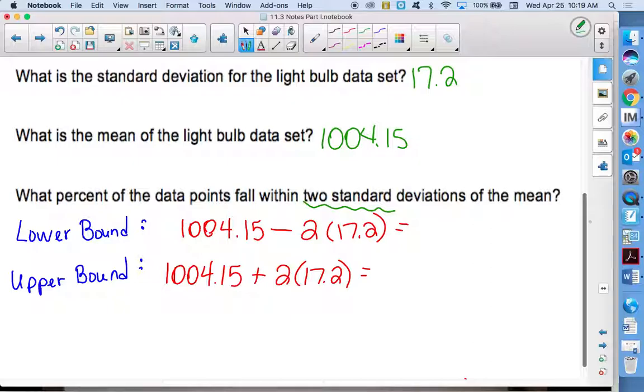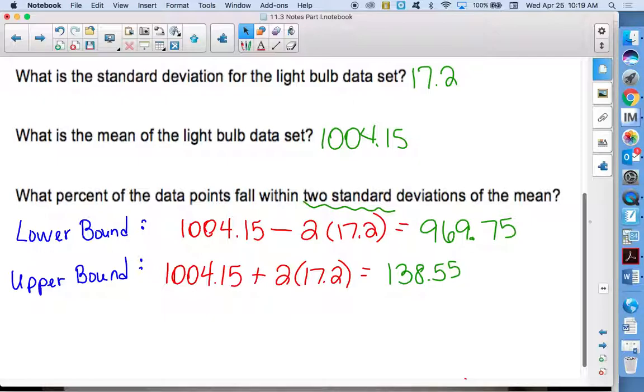So does anybody have the lower number? Sarah? 969.75. And do you happen to also have the upper number? 1038.5. So now I want you to look up your data. 1038.55. So looking at your numbers, count the values that fall between these two.